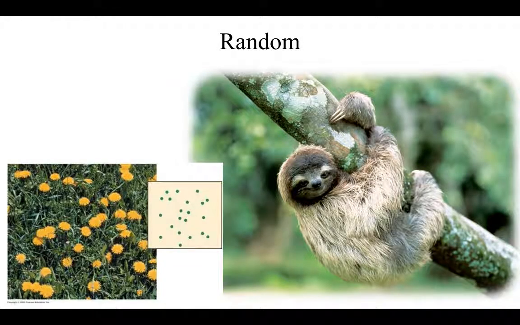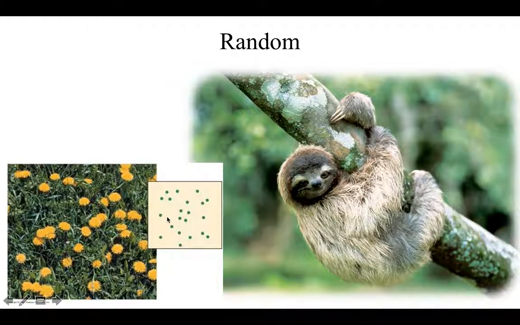The third type of distribution or dispersion is random. And in random dispersion, individuals are randomly distributed. So for example, you can see these dandelions outside, and some of them are in groups and some of them are by themselves. They don't follow any type of pattern.